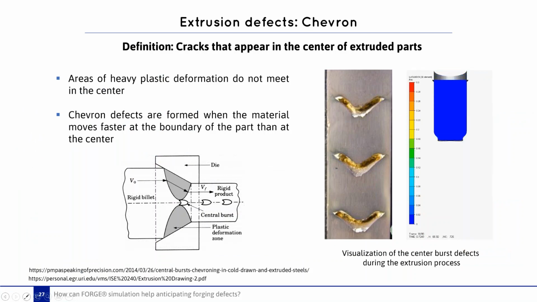Now we will talk about a defect that appears usually in extrusion. The chevron defects are the cracks that appear in the center of the extruded part, as we see here. Chevron defects are formed when the material moves faster at the boundary of the part than at the center. Numerical results can be used to predict this defect, as we see in this video. In this example, the damage criterion that has been used is Latham-Cockcroft normalized, and we can see that our results agree very well with the one obtained in reality.